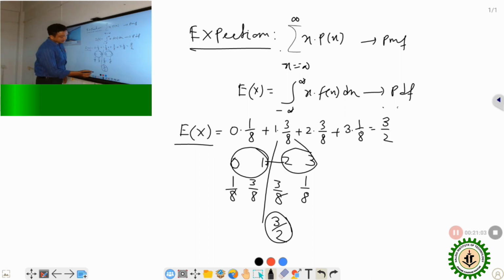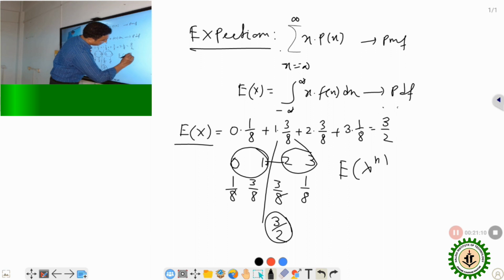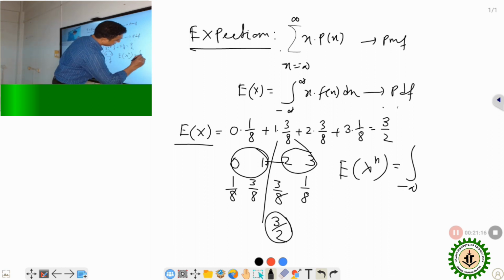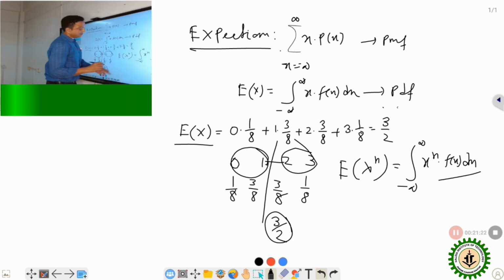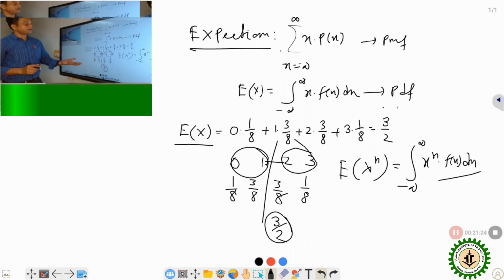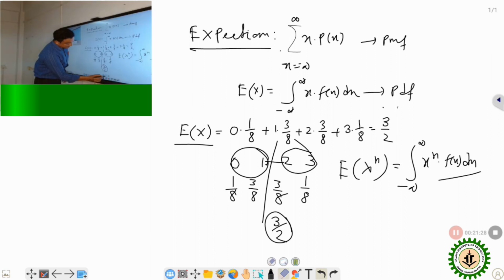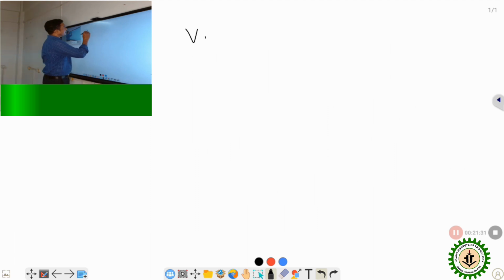Next one is variance. Before we go to variance, let me add one thing. Expectation of x to the power n. If it is expectation of x, then it is x into f(x). If it is x to the power n, then it is x to the power n into f(x). This is a simple addition. I have done it for PDF. You can do it for PMF also. Take the summation only. So next one is variance.